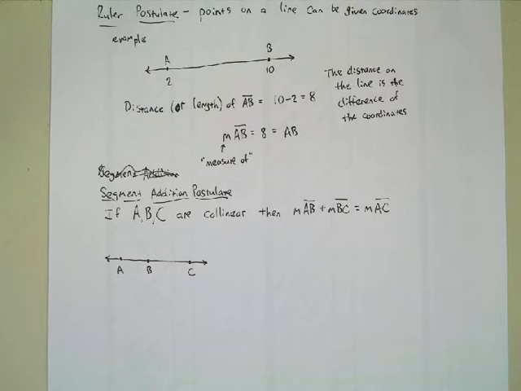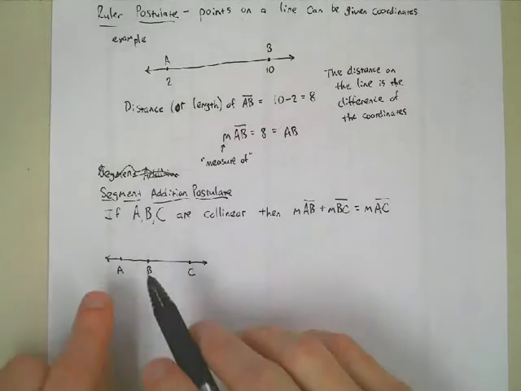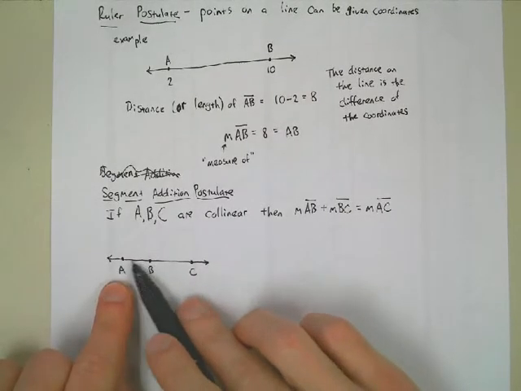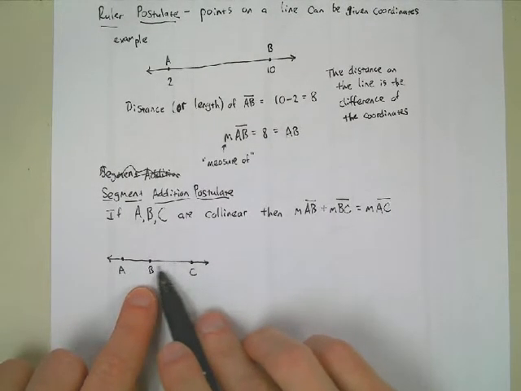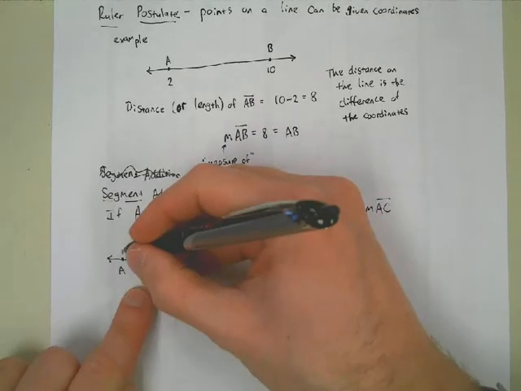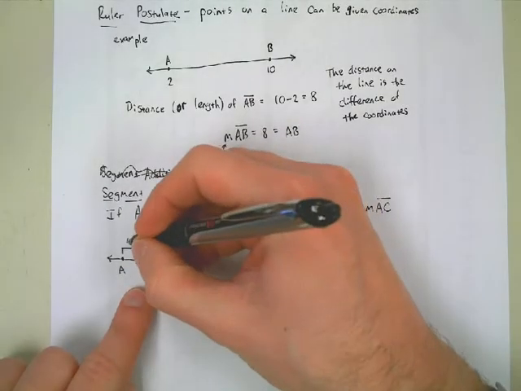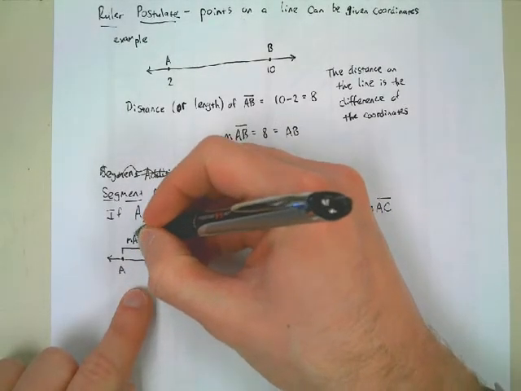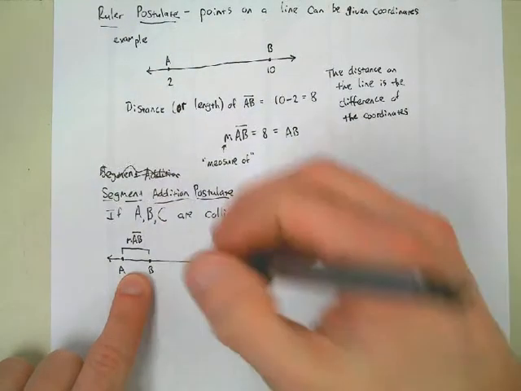Okay. And so you see a line here, but within this line, there are line segments, right? AB, that's a line segment. BC, that's a line segment. Okay? And so this, from here to here, that would be the measure of AB. Right? But then from here to here is the measure of BC.